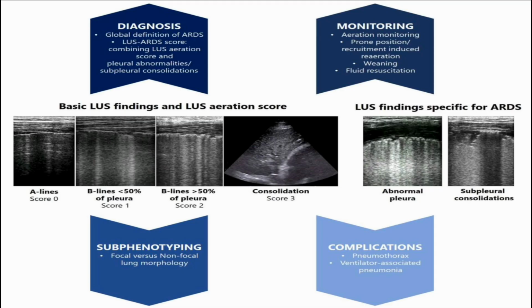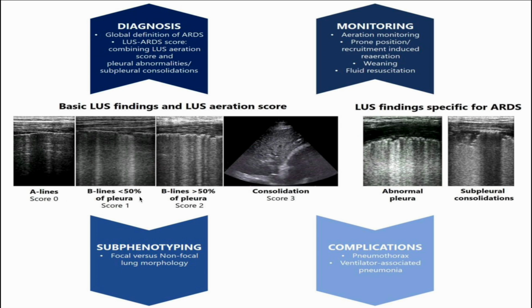So to summarize, it has four major roles. First is in the diagnosis, second is in the monitoring, third is subphenotyping, and finally looking at the complications. So we'll first see the basic lung findings and the aeration scores, which will be done from scanning the various areas. The scoring is, if it is A line, it's 0.